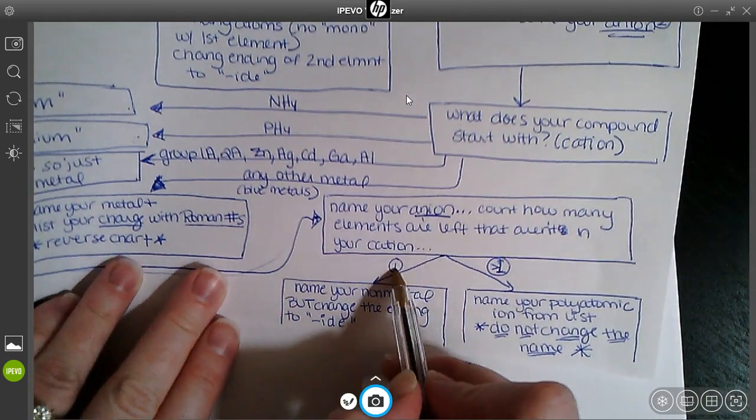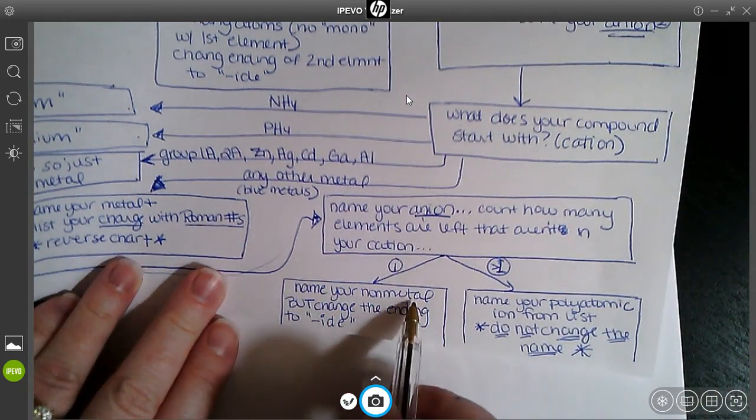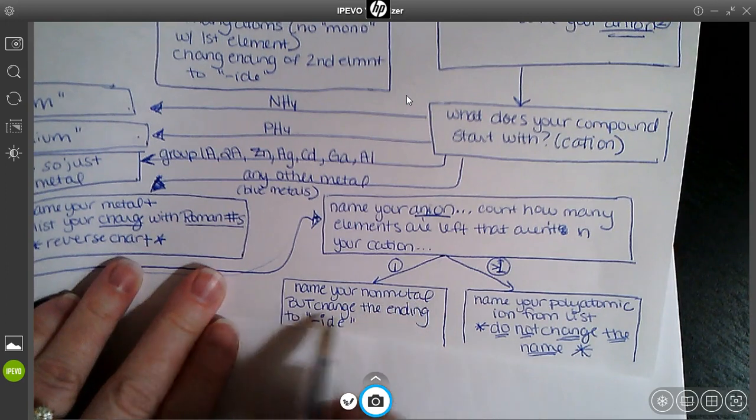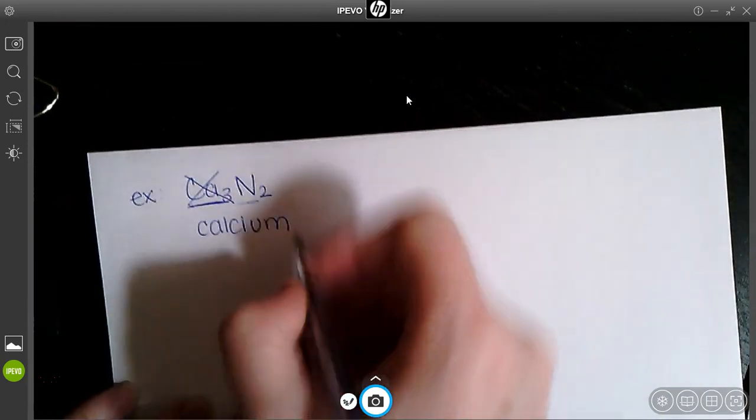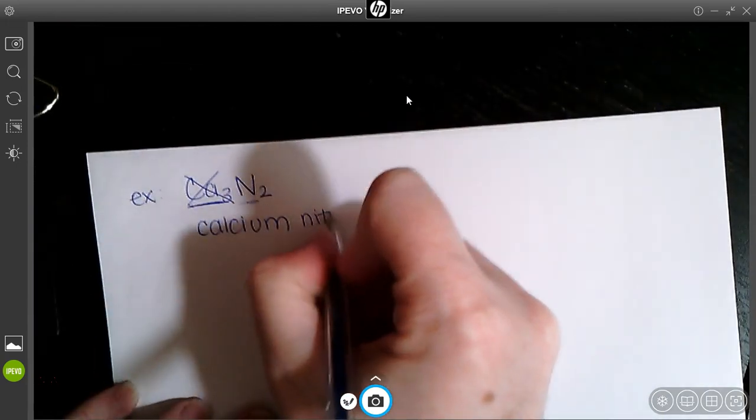So I have one type of element. I name my nonmetal, which is nitrogen in this example, but I change the ending to ide. So instead of saying calcium nitrogen, I say calcium nitride.